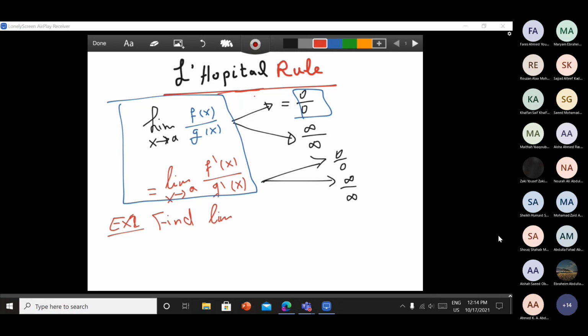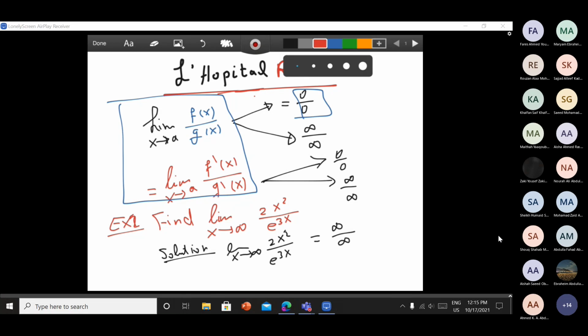Limit when x tends to infinity of 2x squared over e to the 3x. Now, if you substitute this limit when x goes to infinity for 2x squared over e to the 3x, I will have infinity over infinity. So now I can use L'Hopital. Now use L'Hopital rule.